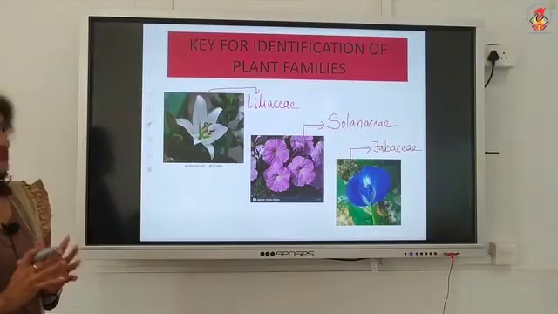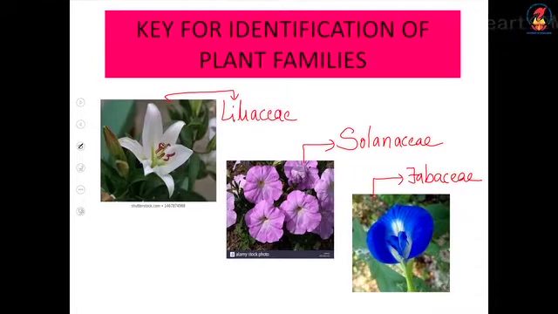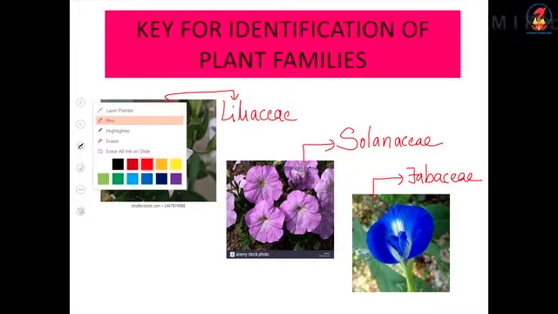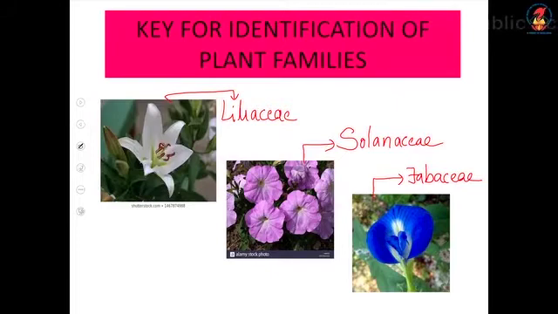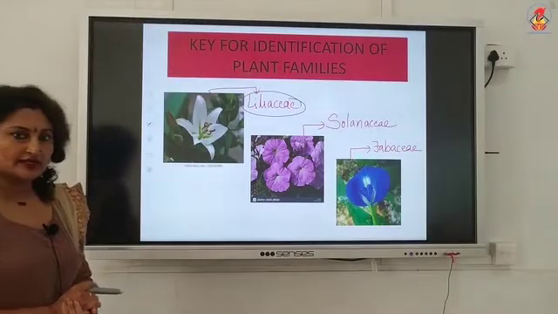But for this year's syllabus, we have to select any one of the 3. So the family I am selecting is Liliaceae. So once again, in this chapter we are going to deal with 3 plant families, namely Liliaceae. The specimen we are going to use is aster lily, Solanaceae, Petunia, and Fabaceae clitoria.